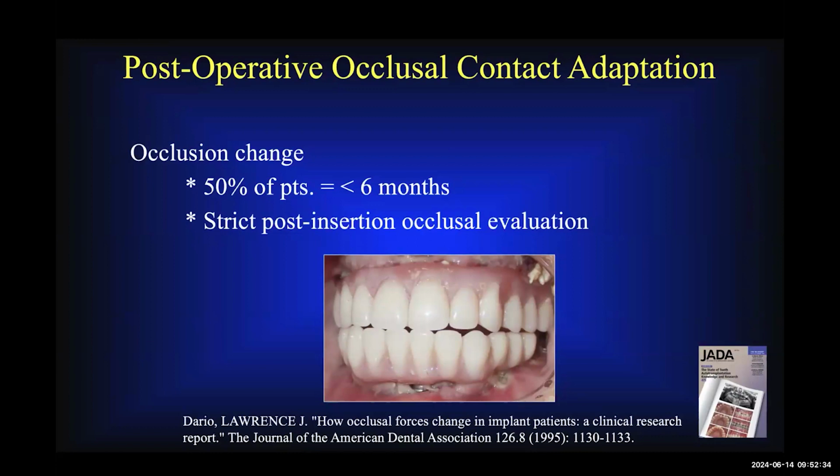The muscles relaxed. They were hitting differently. So what does that mean? You need a strict protocol. Ideally, you put a fixed prosthesis in. I want to see that patient the following week. Then you can go to 2 weeks. Then after you get through the first month to 2 months, then maybe put them on a 3-month recall.